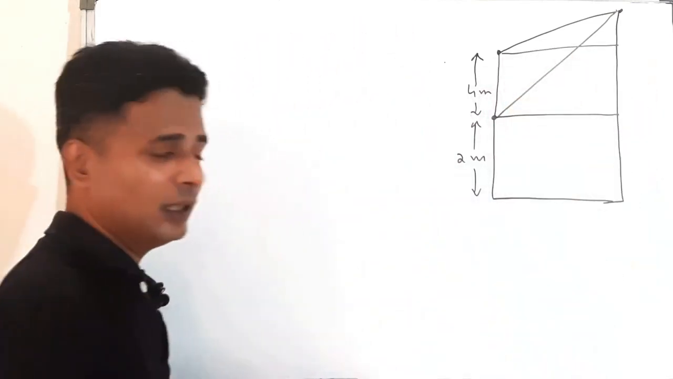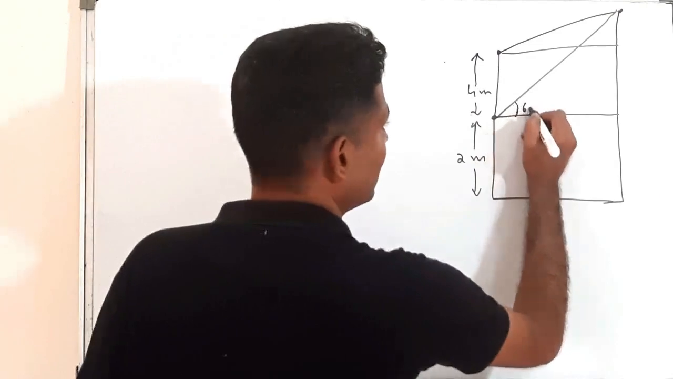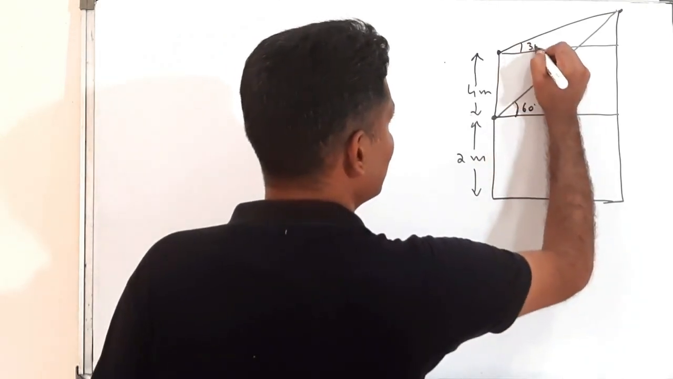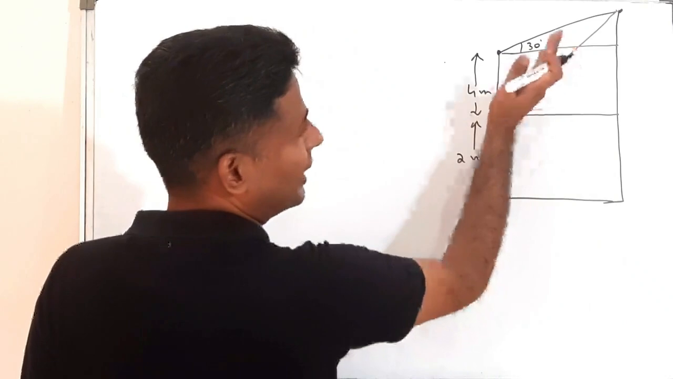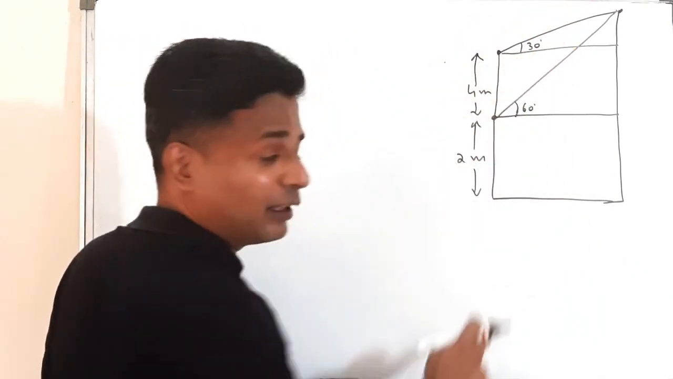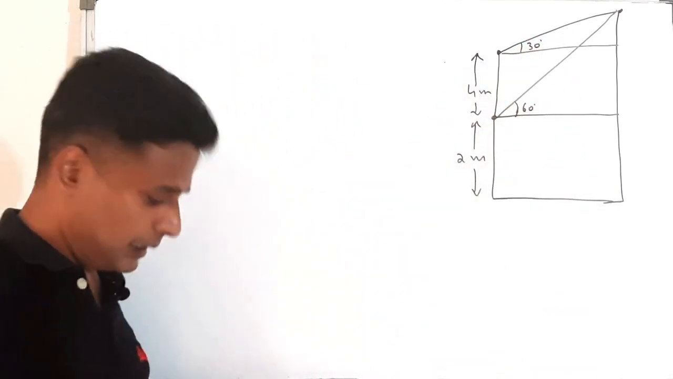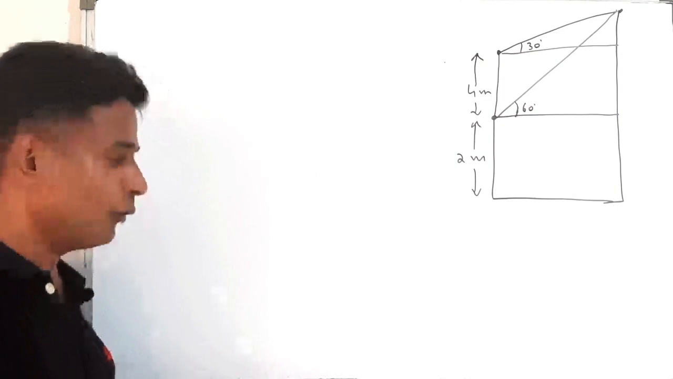Which angle will be 30? This angle will be 60 degrees and this angle will be 30 degrees. Why? Because here the inclination is more, here the inclination is less. So this is where you have to be careful in this problem. So from here it will be 30, here it will be 60 degrees. Find the height of the balloon from the ground.